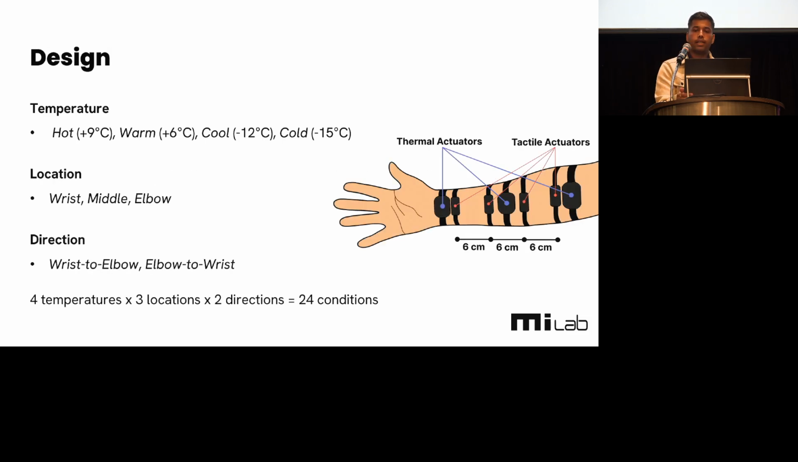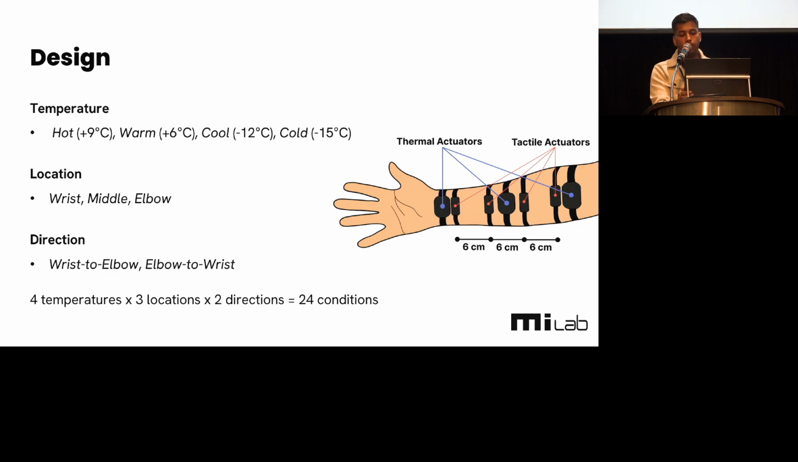We conducted a study with 16 participants focusing on 3 key factors: temperature, thermal actuator placement, and tactile motion direction. We tested both hot and cold sensations by selecting 4 different levels: +9, +6, -12, and -15 degrees Celsius from their neutral skin temperature. We call these levels hot, warm, cool, and cold, respectively.